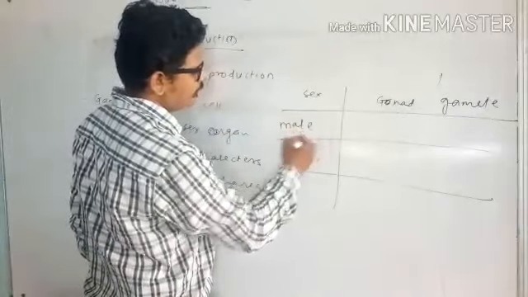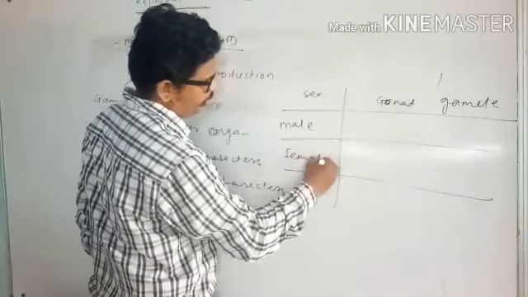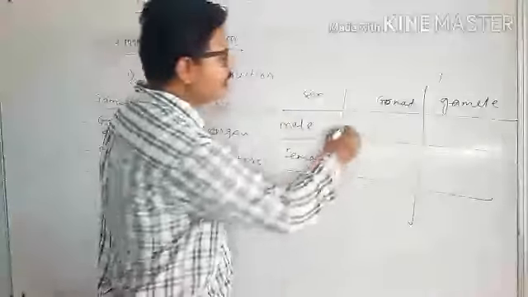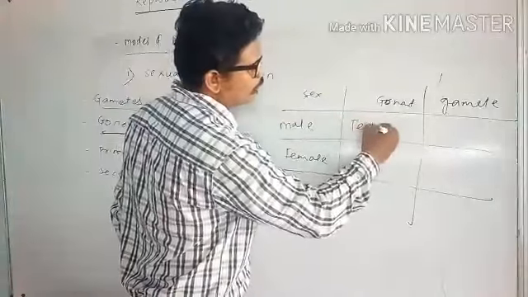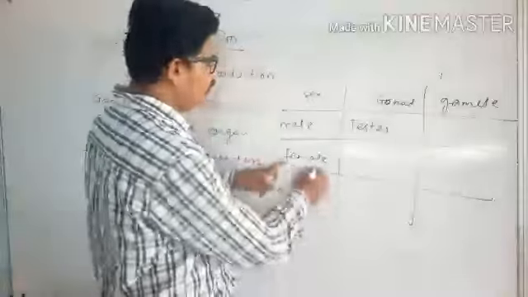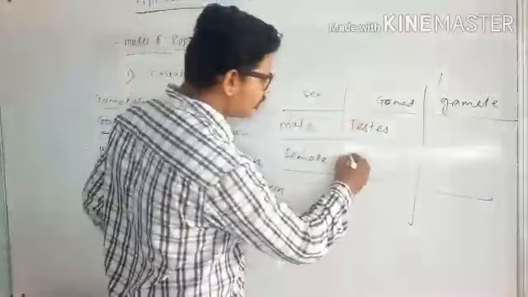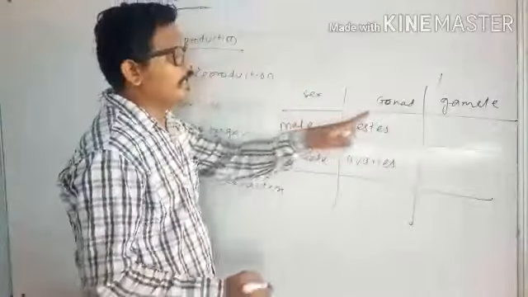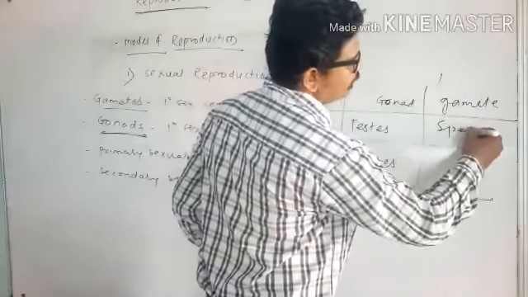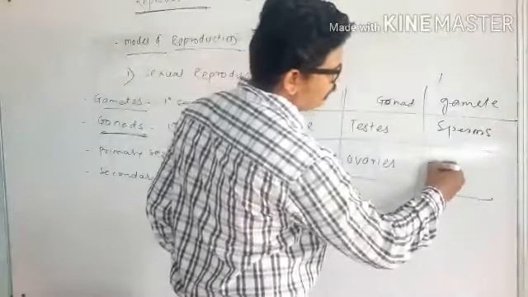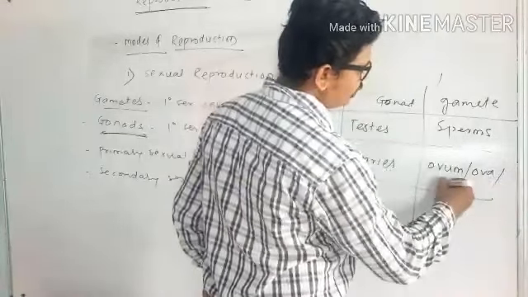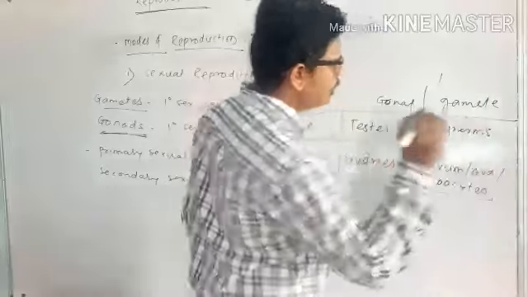Sex: male, female, gonad. Male gonads, the male primary sex organs, are testes. Female primary sex organs, the gonads, are ovaries. Male gametes are sperms. Female gametes are ovum, or ova, or oocyte, or eggs.